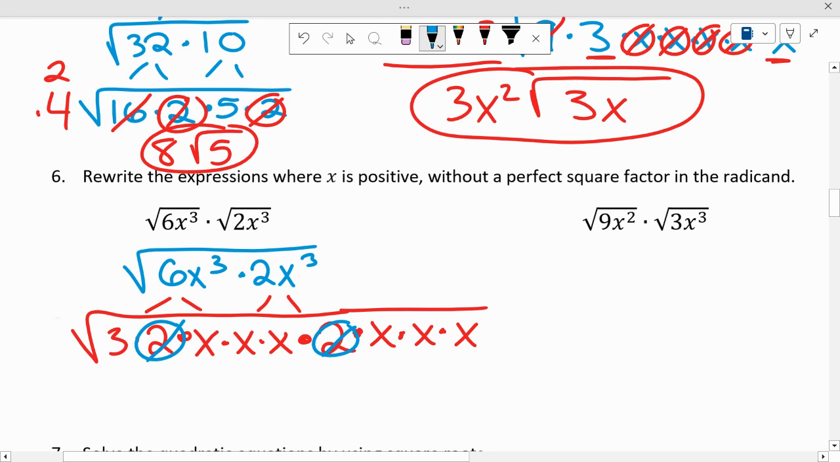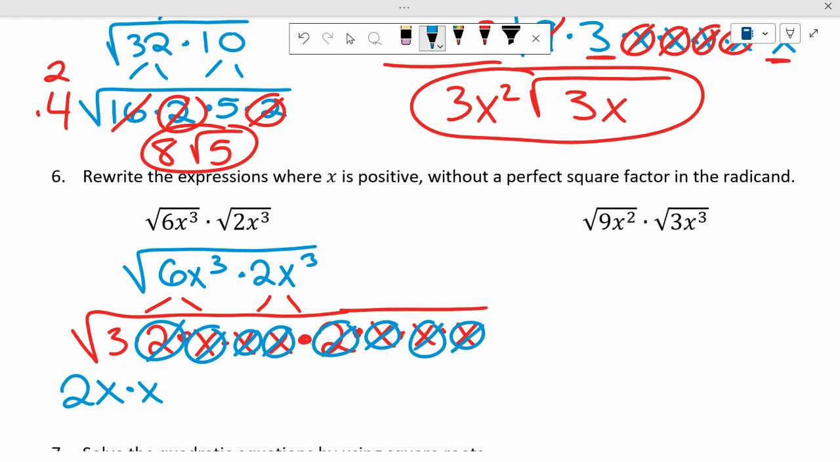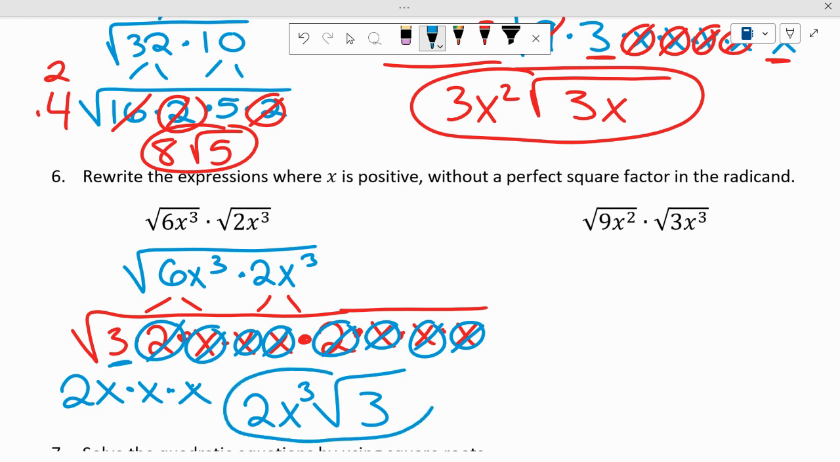Take out a 2. It's not letting me write. Take out an x. Take out another x. And then take out another x. So the only thing left under the radical was the 3. And then in the front, 2 times x times x times x, so it's 2x cubed.